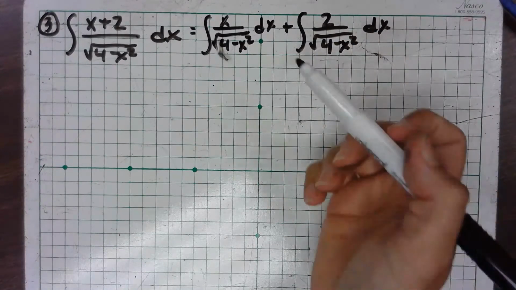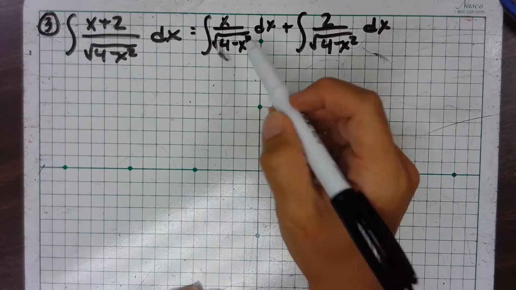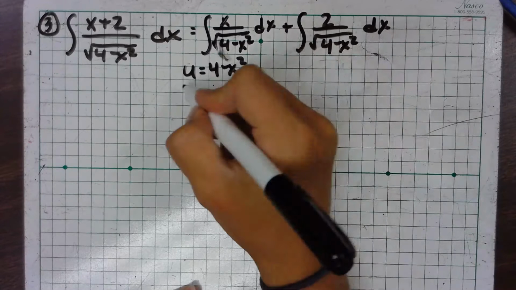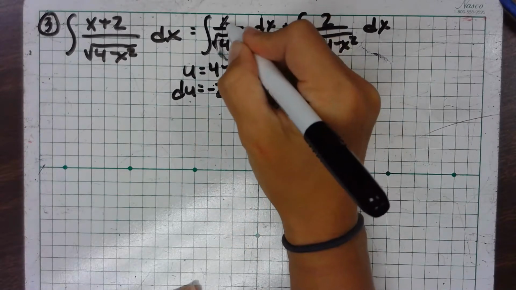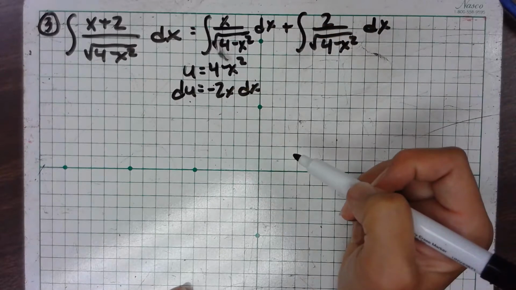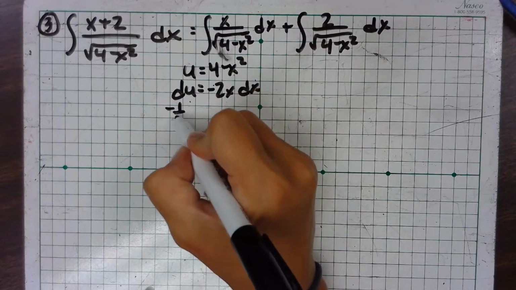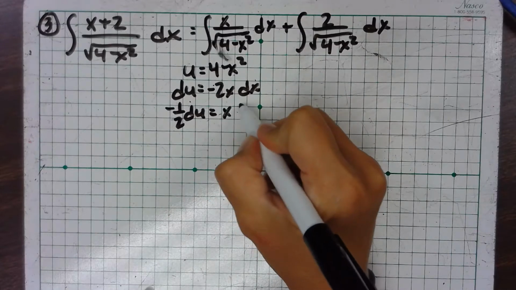Now, the difference between this is I can really just use u substitution on this first one, because if I think about it, if I make u equal 4x minus x squared and I take the derivative of it, well, guess what? I have that x up top. So if you ever have the x up top, see if you can just do u substitution right there. I'm just missing the negative 2, so negative 1/2 du equals x dx.